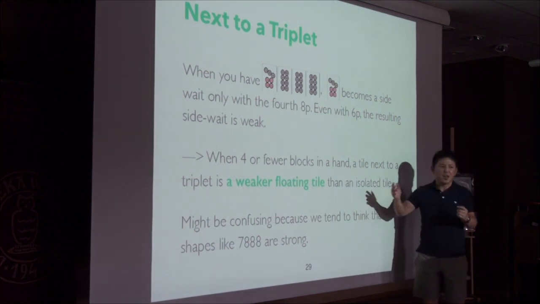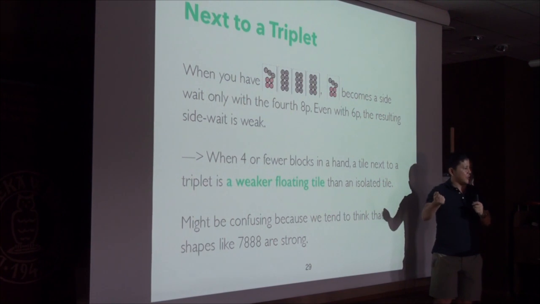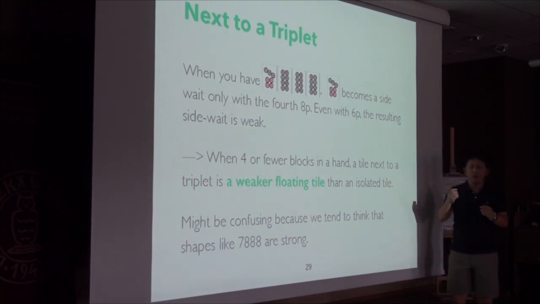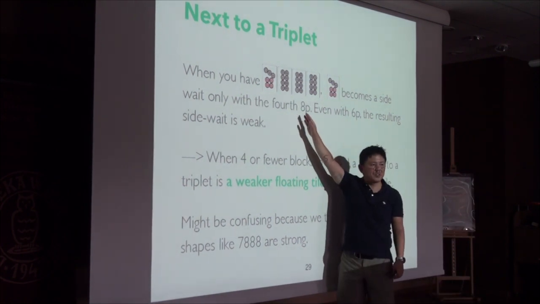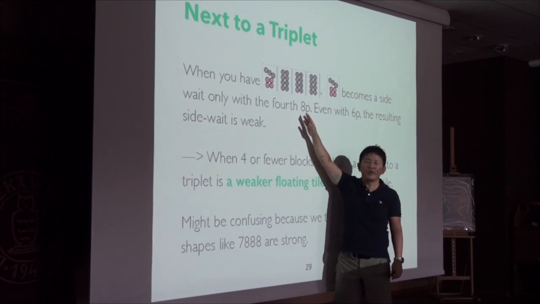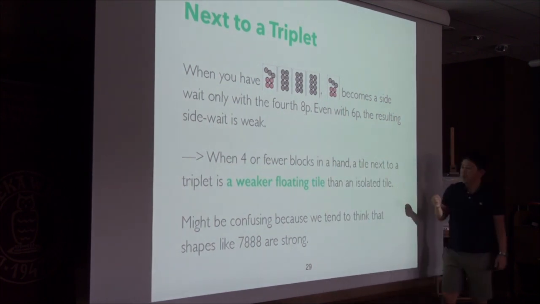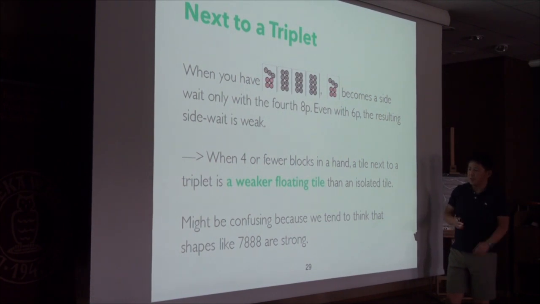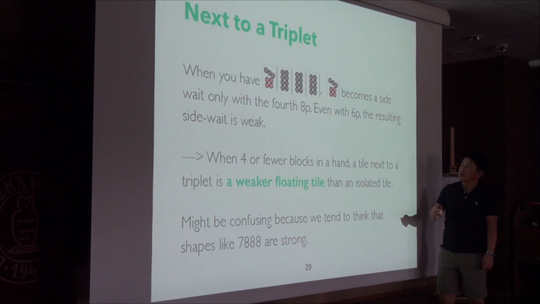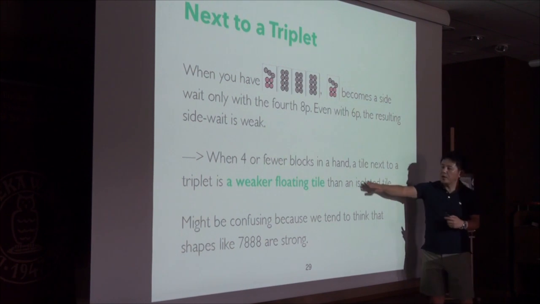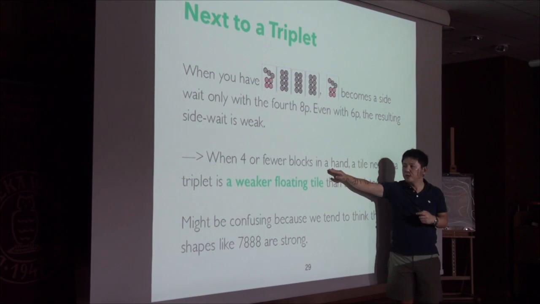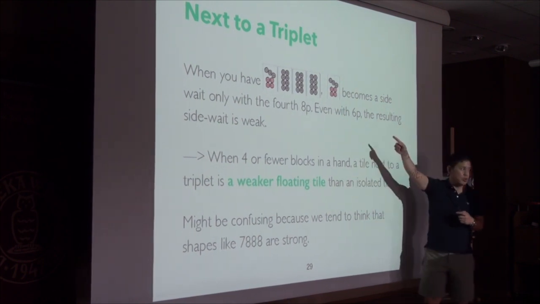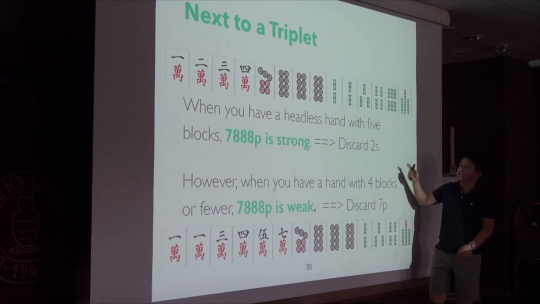I thought this might be a little bit confusing because we tend to think that connected shapes are stronger than isolated tiles, since this could become a 3-sided wait, 6, 9, 7 wait. So we tend to think that the tile next to a triplet is stronger, but it's in fact the opposite. To understand this, compare two hands. I say this is weaker when the hand has 4 or fewer blocks. When it does not, this is actually strong.